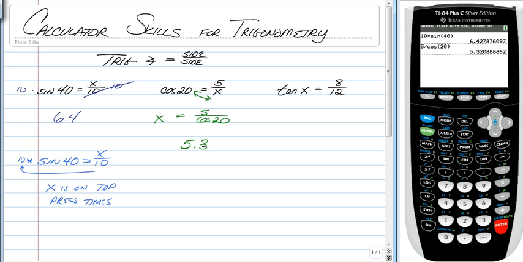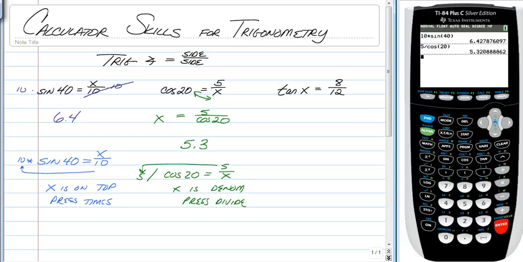Now there is another shortcut for memorizing that, and that's when x is in the denominator. So we had the cosine of 20 is equal to 5 over x. When x is the denominator, press divide. Just like what we did, you move the 5 to the front and you press the division sign. So 5 divided by the cosine of 20, and we're going to get 5.3. So again, however works for you. You can solve for x every time, or you can memorize the little shortcuts. It doesn't matter to me. As long as you're pressing the right buttons and getting the correct answers, you're good to go.